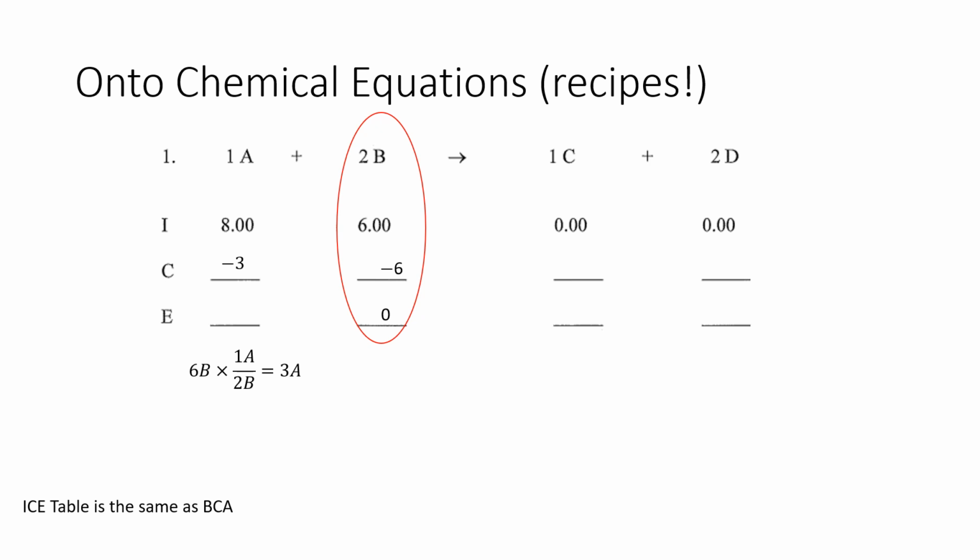Now, what will be the E column, the after the reaction? How much leftover would I have for A? Well, it'll be A plus -3, or 8 minus 3. That will give me 5.